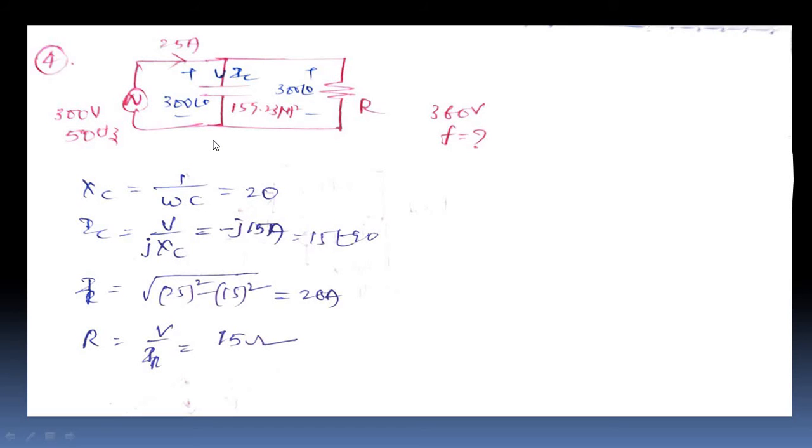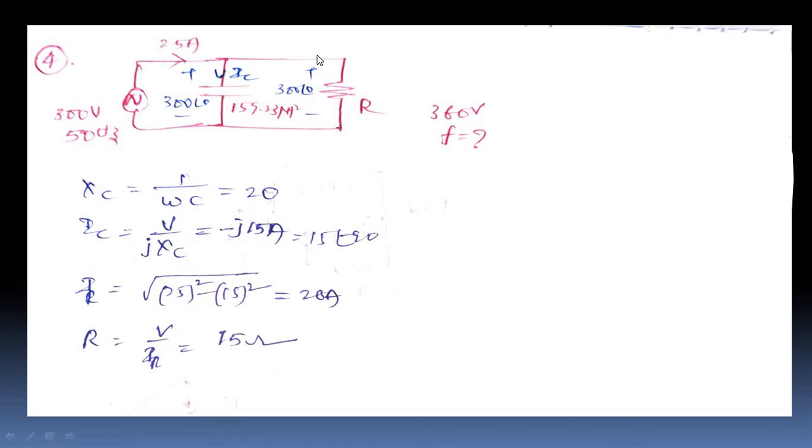So we are doing the AC analysis, that's why we have to consider the phasors also. So that's why IC is equal to minus j15 amps, that is equal to 15 at an angle minus 90. You know the capacitive current and you know the total current. From that you can calculate the current flowing through resistance. The current flowing through resistance is the phasor difference of total current and the capacitive current. So the magnitude IR is equal to square root of total current square minus capacitive current square, that is equal to 20 amps.